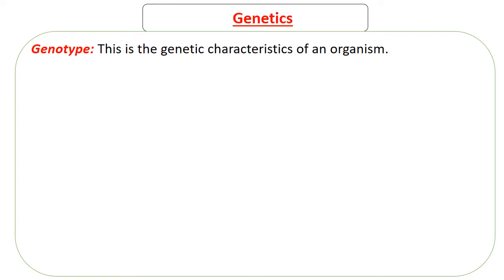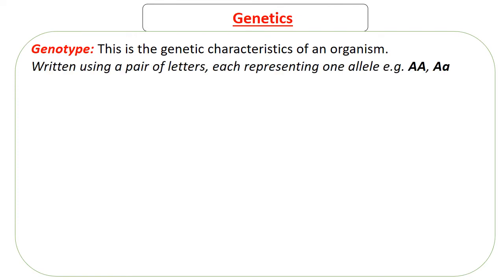Picture this scenario where we have a tall man and a tall woman, and then they have a short child. How is it that there's a short child? It means both of them had some shortness in them but hidden. You cannot tell by looking or by observing. You can only tell if you do a DNA test, so to put it. But if you know their genotype, the kind of genes that make up their characteristic. So genotype is just the genetic characteristics of an organism.